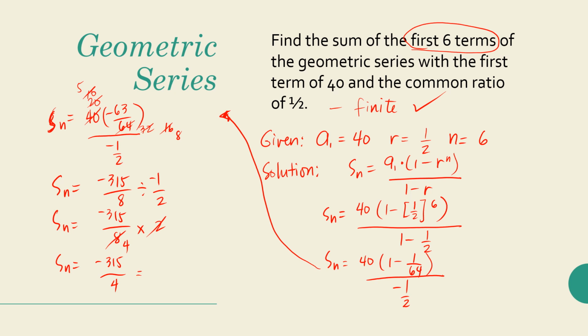divided by 4, this is negative 78.75. But since this is S sub n, so this will become S sub 6. Okay, S sub 6 is equal to negative 315 over 4, or the usual way, which is negative 78.75. I hope that you understand this. So let us have next slide.